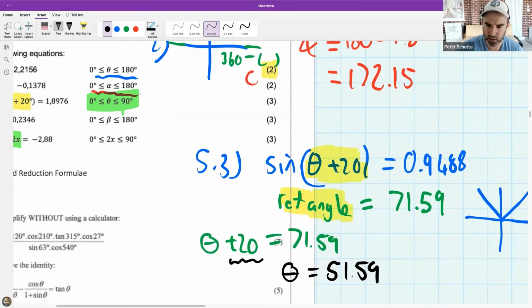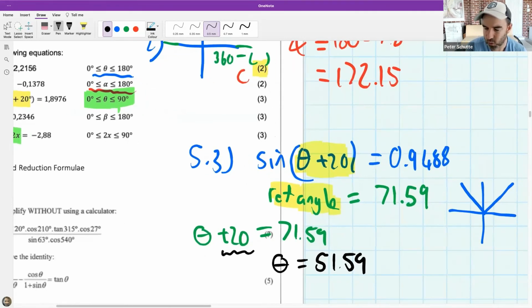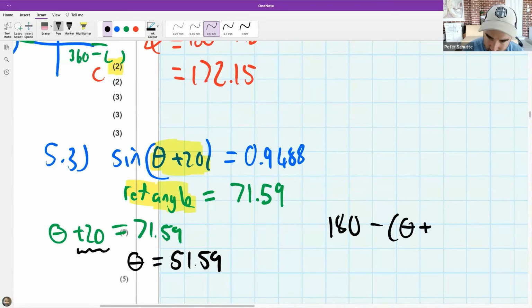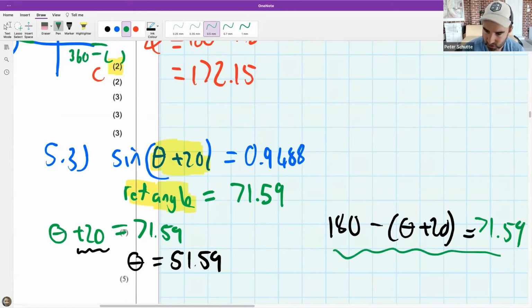I'm pretty sure that in quadrant 2, you wouldn't get that, but let's just have a quick look at what would happen if I did this, the half of the solution which was in quadrant 2. The solution would be 180 minus theta plus 20 equals 0.9488. Sorry, equals 71.59.